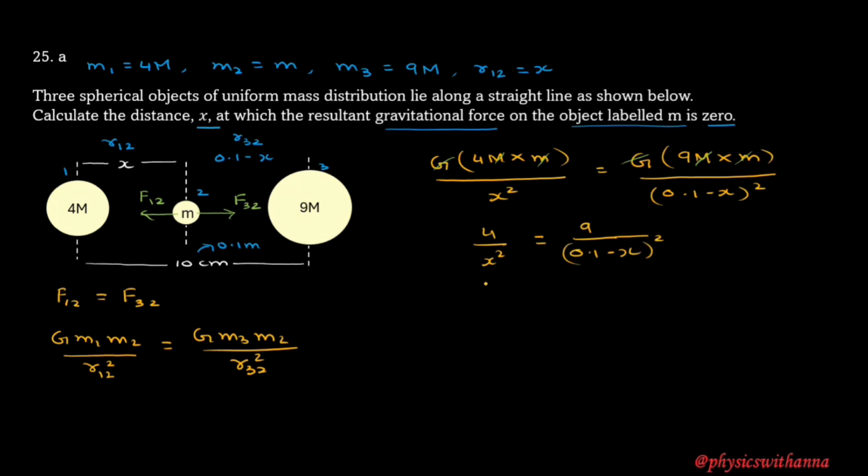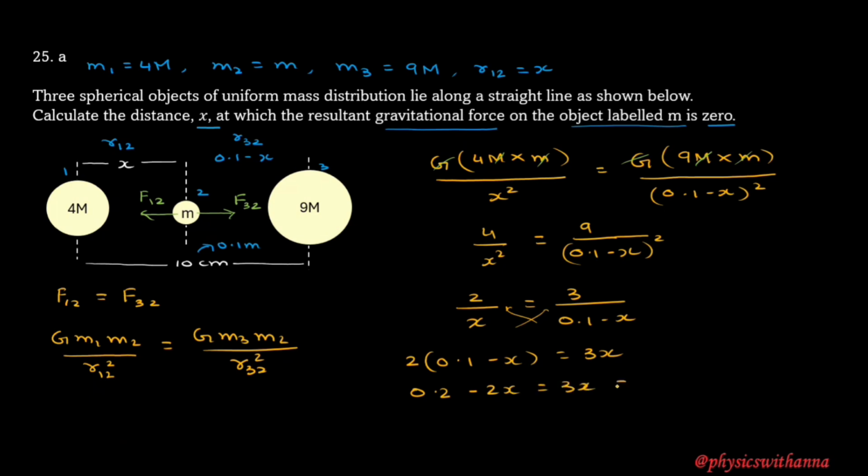Then we take the square root before we solve further. Square root of 4 is 2, square root of x squared is just x, square root of 9 is 3, over 0.1 minus x. Then we will cross multiply to solve for x. So 2 times (0.1 minus x) equals 3x. That gives you 0.2 minus 2x equals 3x. Now move negative 2x to the other side. So 0.2 equals 3x plus 2x, so 0.2 equals 5x.